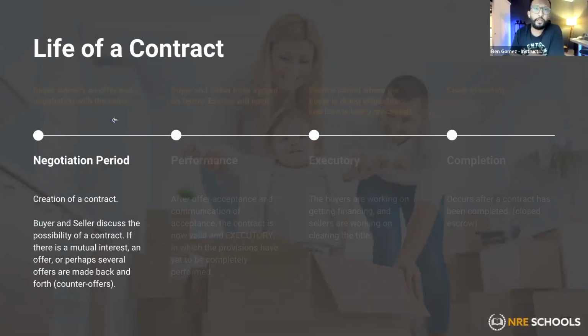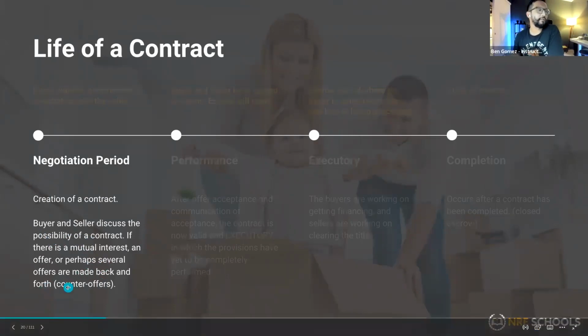This is the negotiation time. We're going to imagine Carla is the seller, I am your agent, and all of you are the buyers. This is called the negotiation period. Remember, this is the life of an actual contract. So buyer and seller discuss the possibility of a contract. If there's mutual interest, offers are made back and forth. Those are called counteroffers.